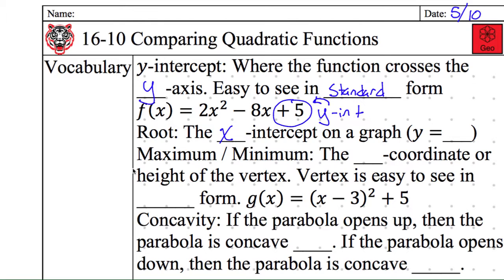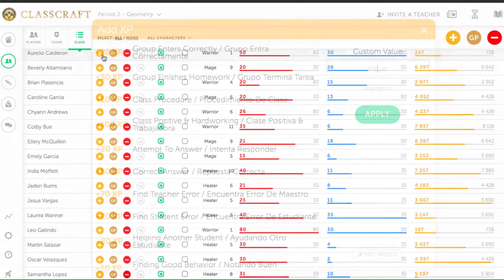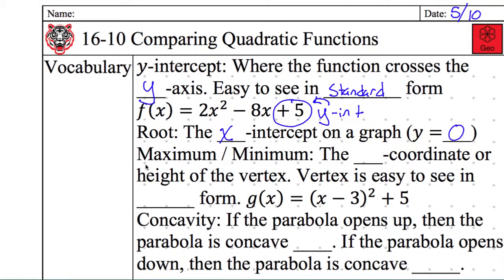All right, and how do I find an x-intercept? I have to set y to something. Oh yeah, quiet raised hand. You set the y to 0. Oh, good job. Good procedure. Good participation. Thank you, Aurelio. You're at 50 HP. No, you're good. All right.